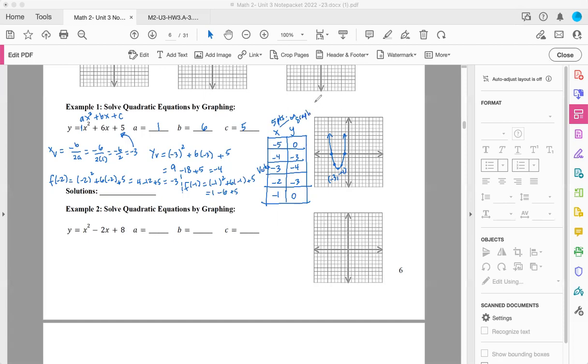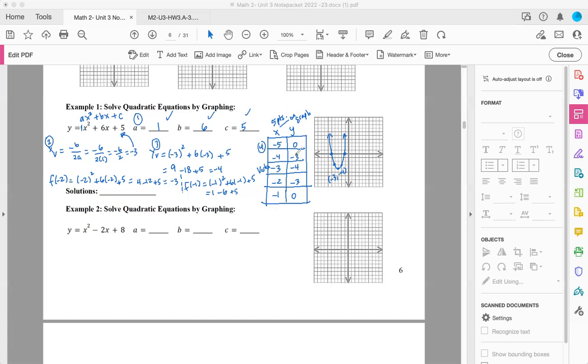So again, what were the steps, right? To go back. Step 1 was to find A, B, and C from the equation. Step 2 was to find the X value of the vertex from -b/2a. Step 3 was to find the corresponding Y value of the vertex. And then step 4 was to make a table of values and plug in the numbers, and I can find the others by symmetry. This is super easy.